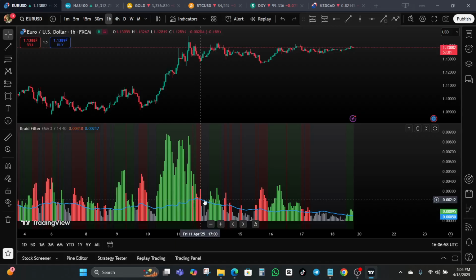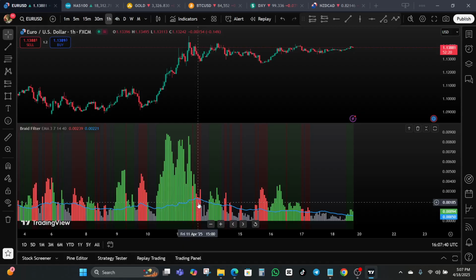Now, when using the Braid filter indicator, focus on the following key signals. Remember, I mentioned that the histogram bars must cross above this blue line. Make sure that you have that crossover. It could signal the strength of that particular move. And of course, pay attention to color shifts as they indicate a change in market sentiment. A shift from red to green, for example, suggests bullish movement. A shift from green to red suggests bearish movement.